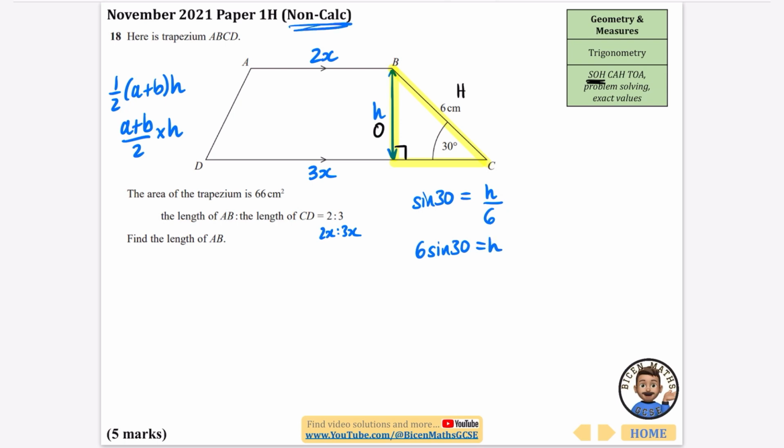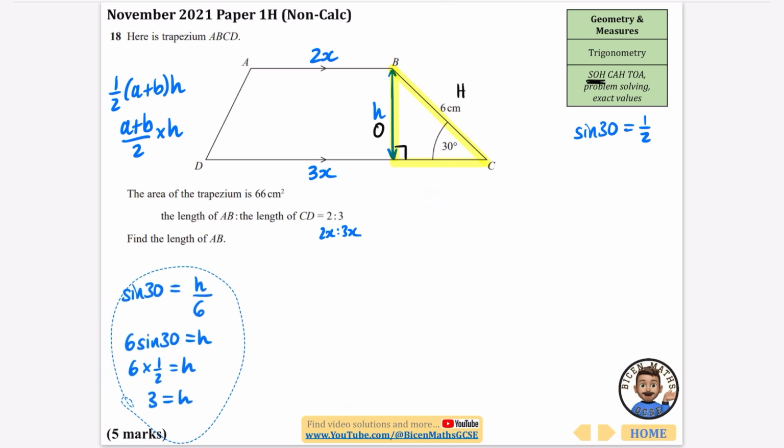Now, because it's a non-calculator paper, we're going to try and remember the fact that sine 30 is equal to a half. You can check that in your calculator, but we don't have one for the exam. Sine 30 equals a half is something that you need to remember. So that's 6 multiplied by a half, which means the height is equal to 3. So now I know that the height of this trapezium is 3. I'm going to redraw the whole trapezium diagram to make the next step easier. I know that this is 2x, and this is 3x, and the height is 3.